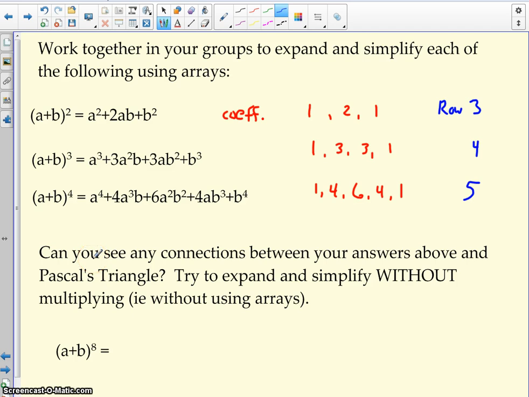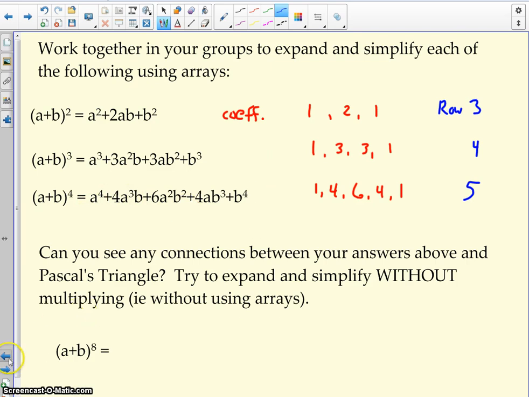Okay, so what you hopefully noticed here, if you look at the coefficients, I know you have a's and b's all over the place here. If you look at the coefficients, for this first one you have a coefficient of 1, followed by a coefficient of 2, followed by another coefficient of 1. So our coefficients are 1, 2, and 1. For (a + b) cubed, our coefficients were 1, 3, 3, and 1. Then for the last one, 1, 4, 6, 4, 1.